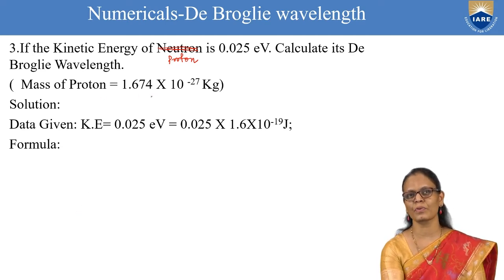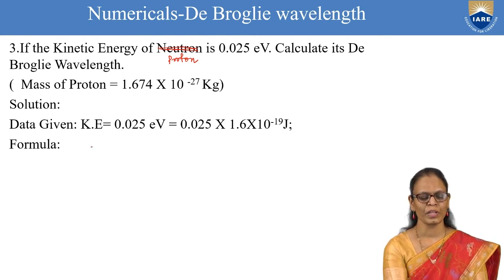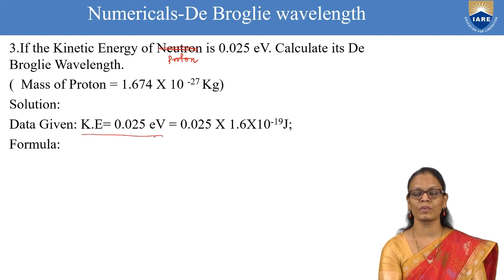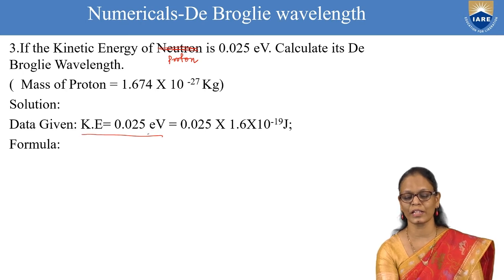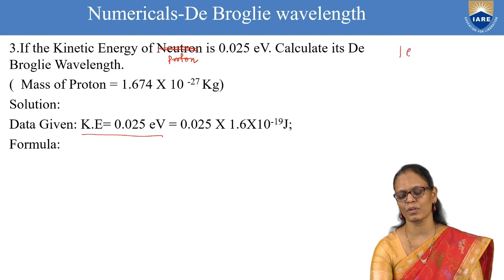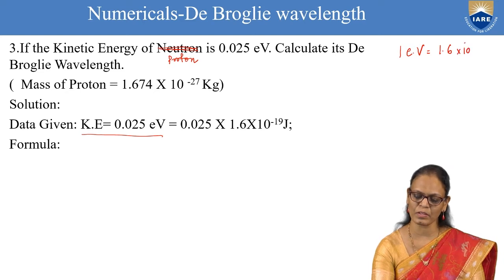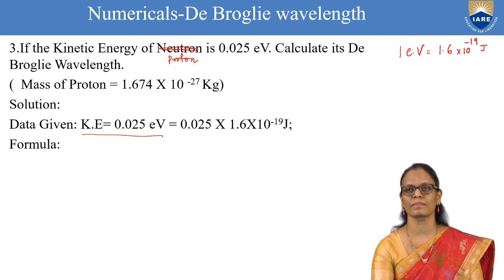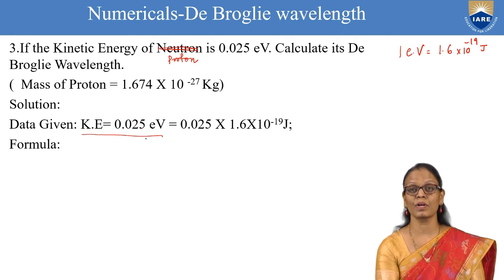So what is the mass of the proton? 1.674 into 10 power minus 27 kg. And data given, you are given only the kinetic energy, 0.025 electron volt. Here you also have to do one more conversion because the energy is given in electron volt. 1 electron volt is equal to 1.6 into 10 power minus 19 joules. So I can convert this electron volts to joules by multiplying it with 1.6 into 10 power minus 19. So I've got the energy in joules.